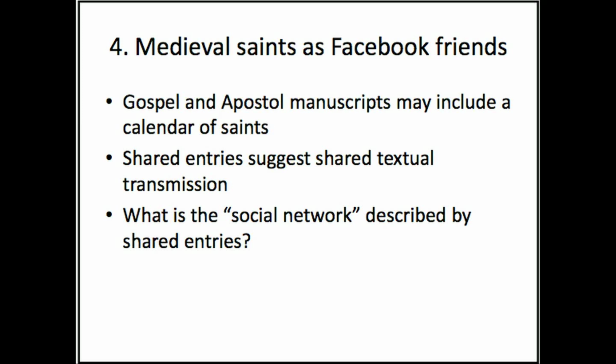The Orthodox Church did not have a central canonization authority. There was nothing comparable to Rome, and what it meant was you could be a saint in one village but not in the next village. And what that means is these calendars of saints vary in the saints that they record. And if 2 manuscripts have the same saint, it tells you that perhaps there's some shared textual transmission going on there. We can conceptualize this as a social network, and here's how we do it.